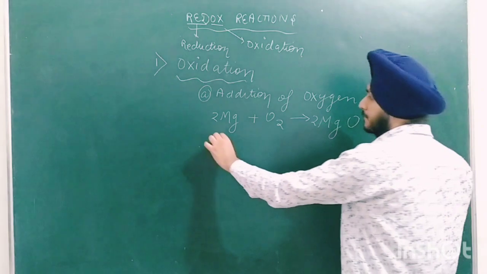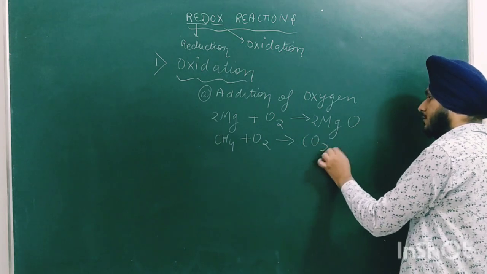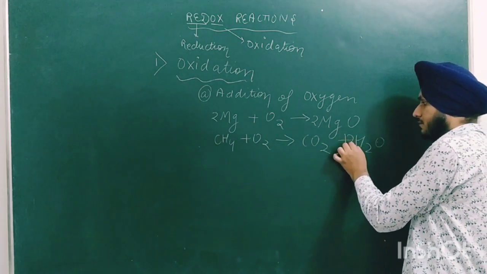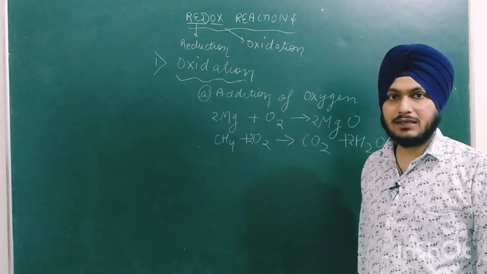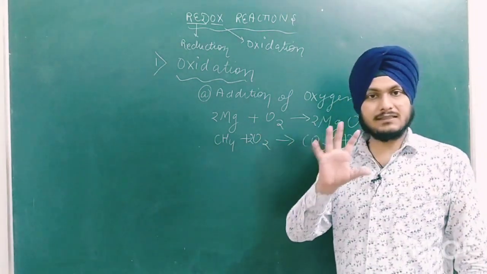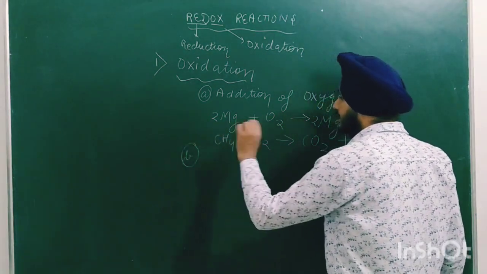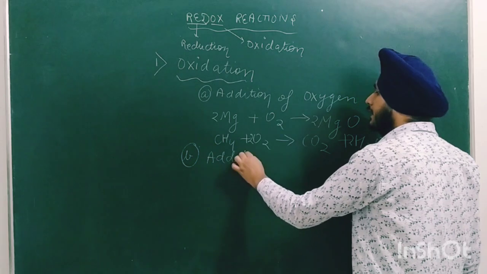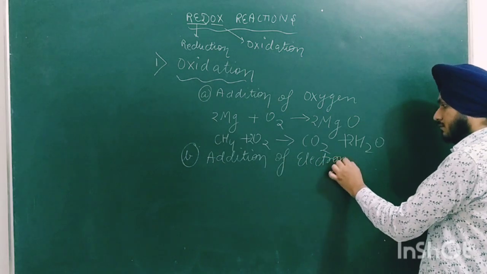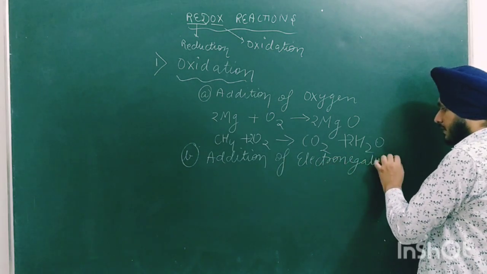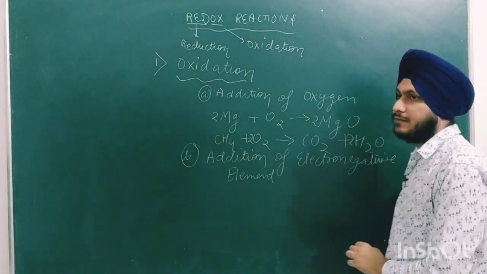Similarly, if we have a combustion reaction, methane plus oxygen gives CO2 plus water, this is also an oxidation reaction. So the first definition is the addition of oxygen. Now the second is addition of electronegative element. So the second definition is addition of electronegative element.